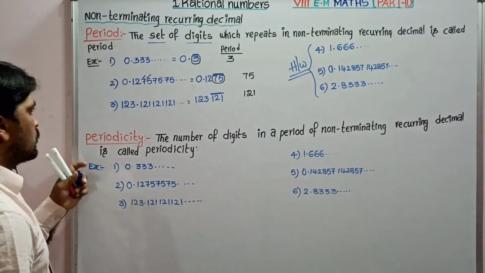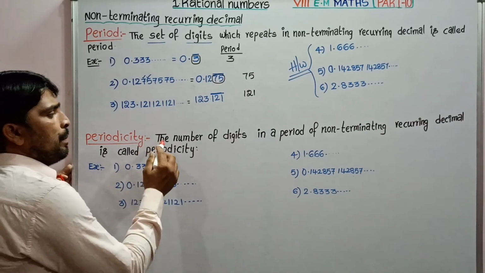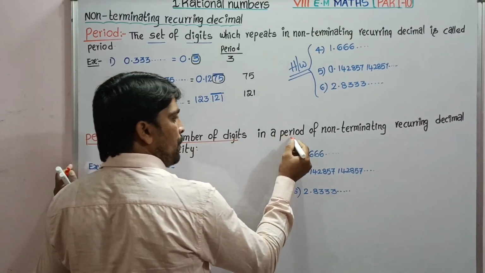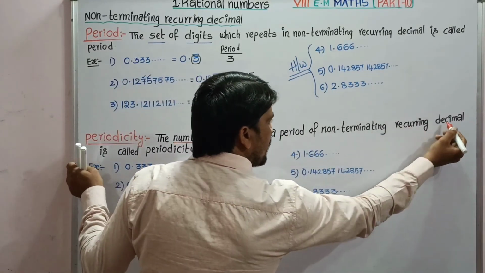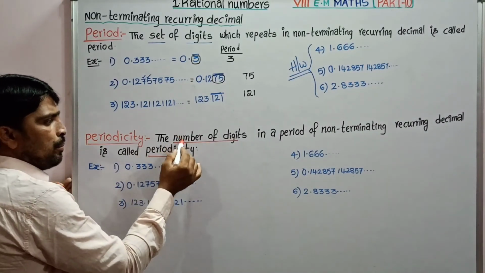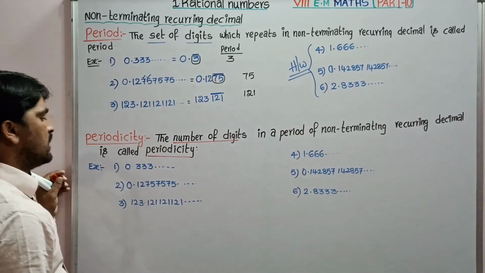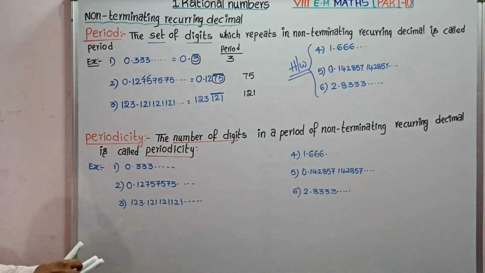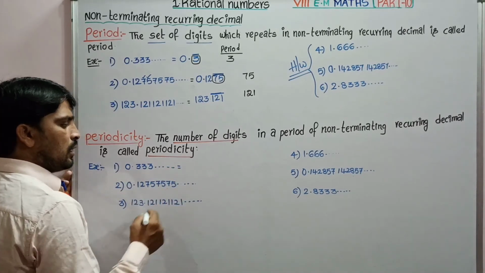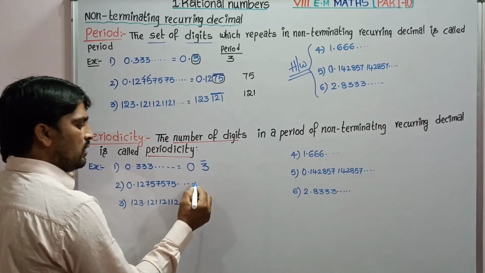Okay. Next, go to periodicity. The number of digits in a period of a non-terminating recurring decimal is called periodicity. The number of digits in a period of a non-terminating recurring decimal is called periodicity. Yes, 0.333... is a non-terminating recurring decimal. It can be written as 0.3 bar.